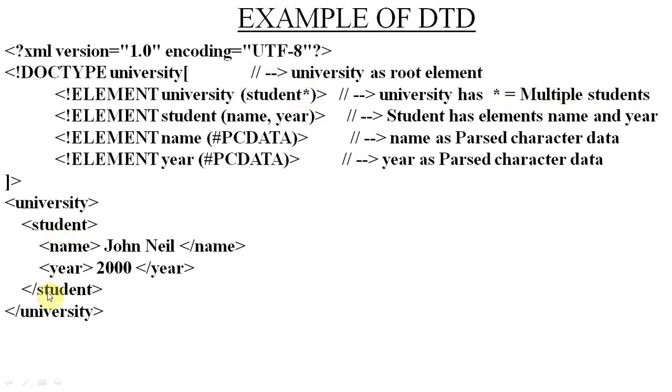Student is started here and closed here. University is started here and closed here. Then the student has name and year, so we will have a name tag and a year tag, and their PCDATA means character data will be placed inside name and year. You can see here the character data is placed inside the name and year. So we will display this like that. This is the doctype file, this is the DTD file, and this is the actual XML file, and XML starts from here.